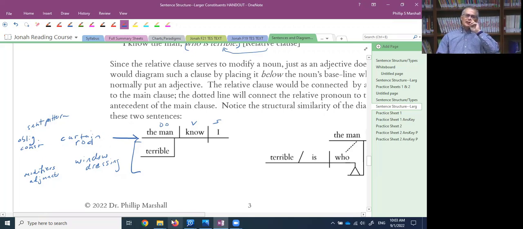Yeah, if you take eye drops as a single item, then you could leave them together, right, in the slot. But if eye truly is just functioning as a modifier, like a brick house, an eye drop, that sort of thing, then yeah, you'd stick it under the word drop.